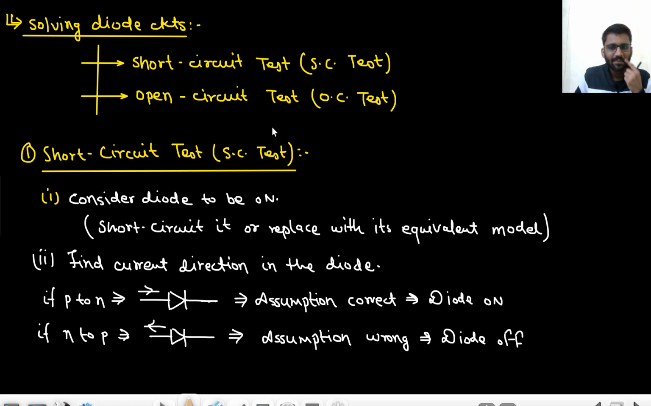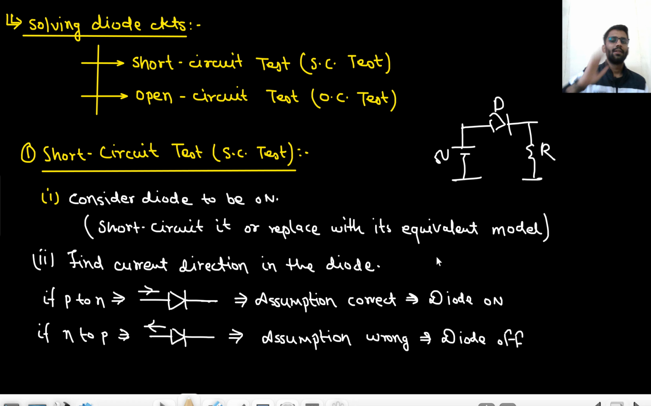In short circuit test, what do you do? Let's just take something. This is a diode and this is a resistance. This is a 5 volt battery and this is a resistor. What do you do? First, you will consider the diode to be on. So now you can short circuit it or replace it with its equivalent model.